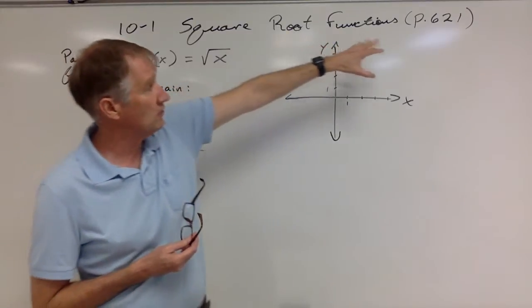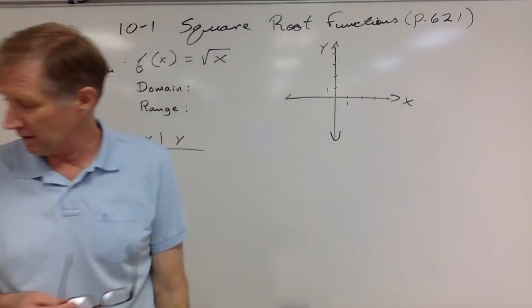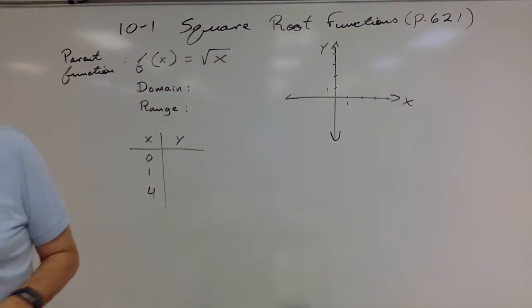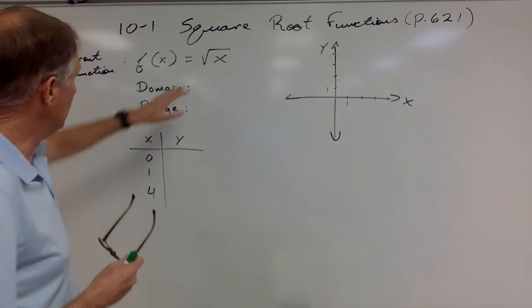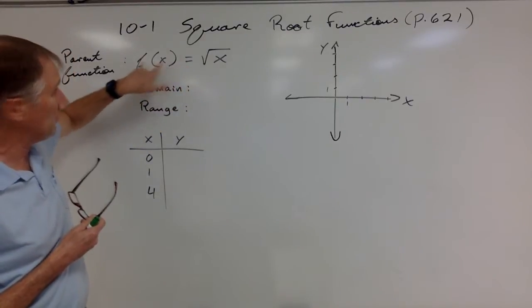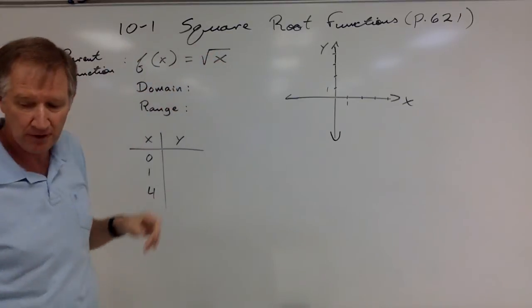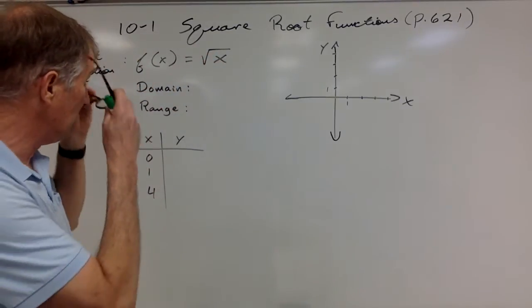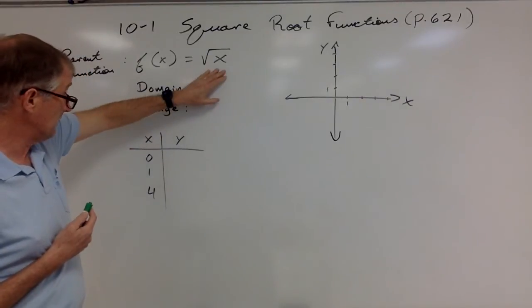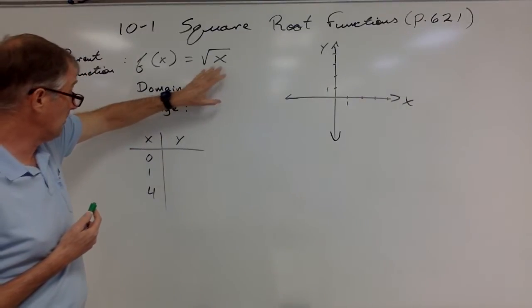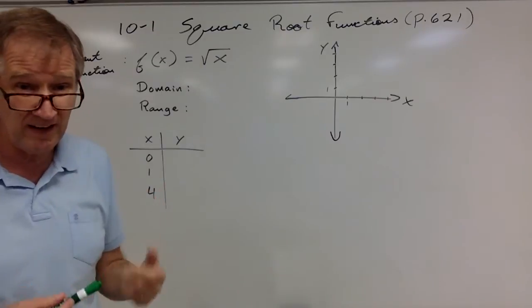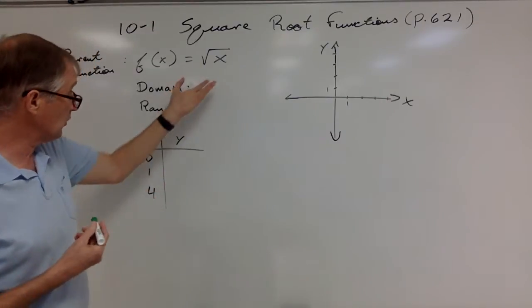10-1 square root function starts on page 621. Anyhow, this is going to look like this. The function, remember, you can always replace that with y. So y equals the square root of x. That's the parent function. And when you look at something like this, remember that you cannot take the square root of a negative number. You can take the square root of 0 as 0.